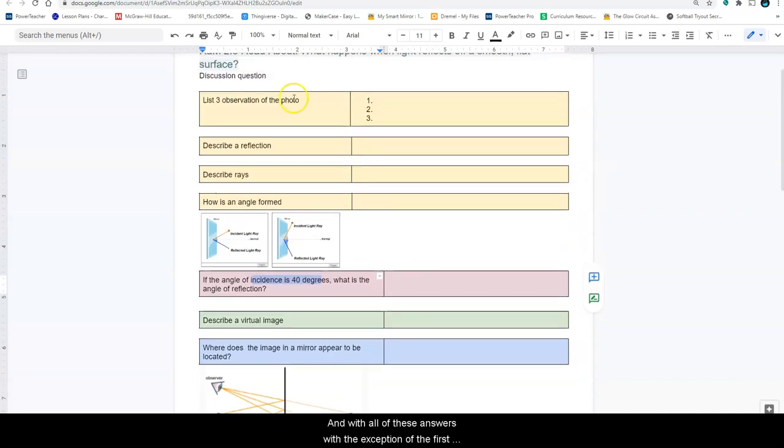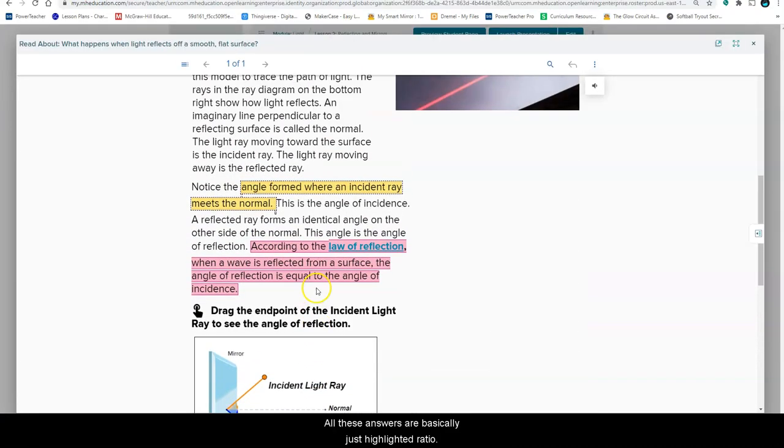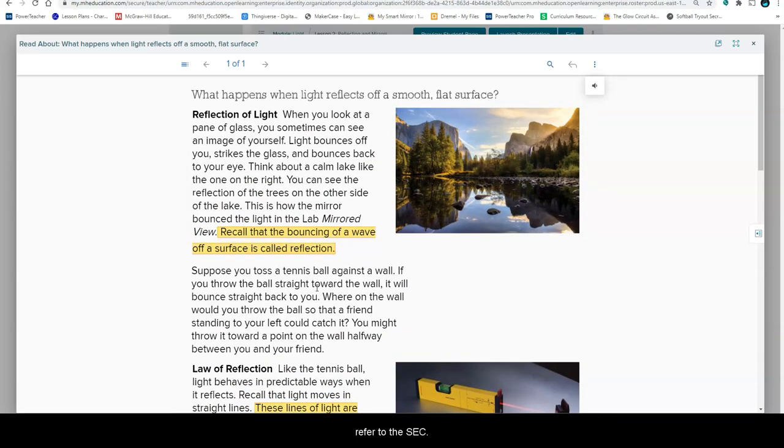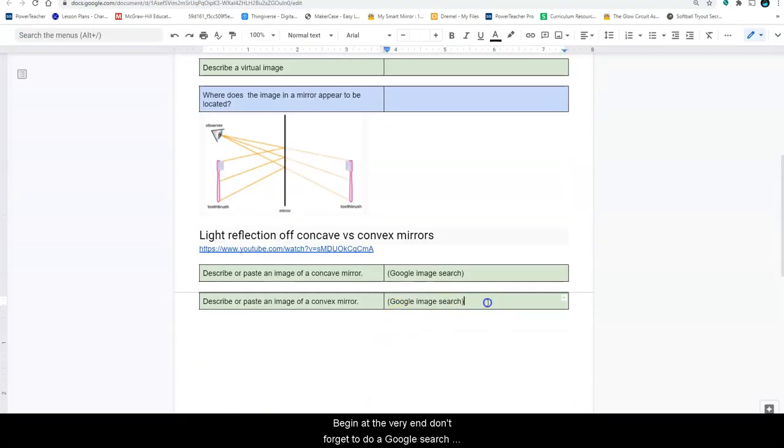And with all of these answers, with the exception of the first one where you are describing the photo, all of these answers are basically just highlighted right here in this section. So if you need a little bit more time or detail, you can always pause it and refer to this section. And again, at the very end, don't forget to do a Google search for a convex and a concave mirror. A concave mirror is a mirror that has a thin section in the middle, where a convex has a thicker section in the middle.